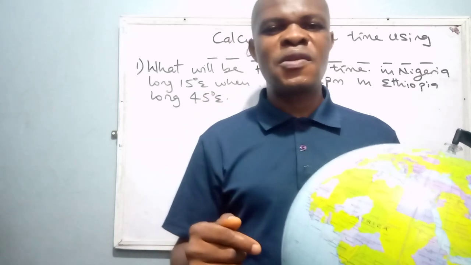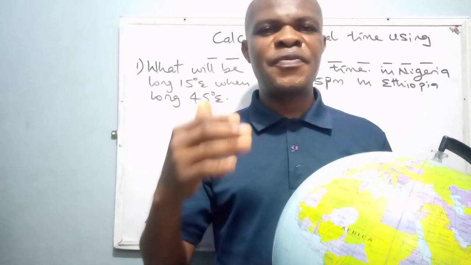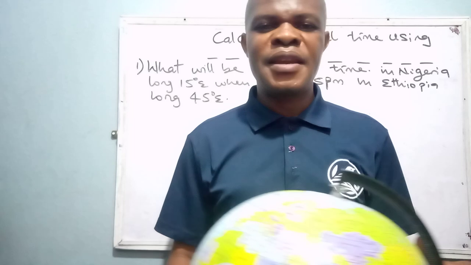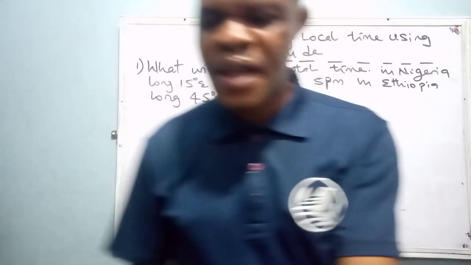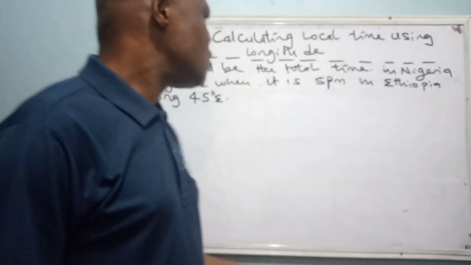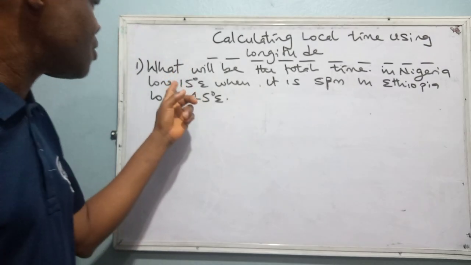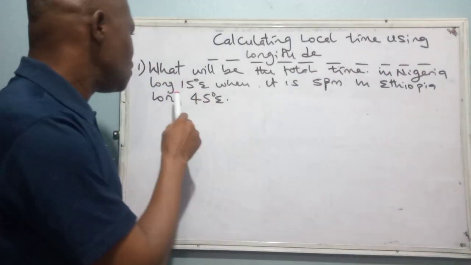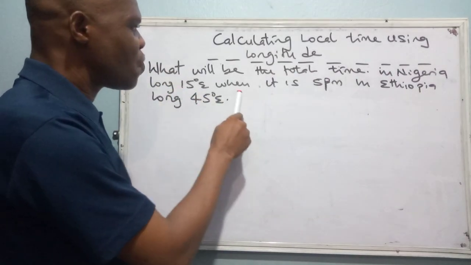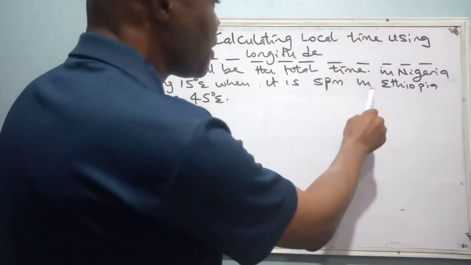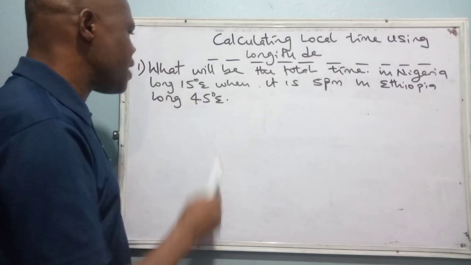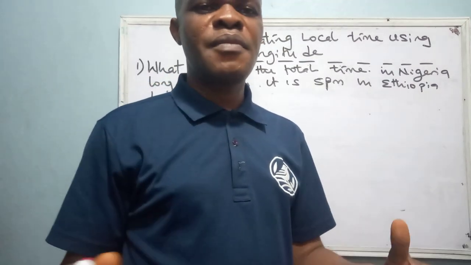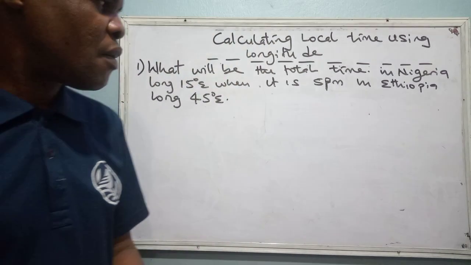So we use this longitude to calculate the time differences in different parts of the world. So we're going to use an example to verify what we have just said. We have a typical example, a question here. It says, what will be the local time in Nigeria, longitude 15 degrees east, when it is 5 p.m. in Ethiopia, longitude 45 degrees east? So these are two places in the same eastern part of the hemisphere.